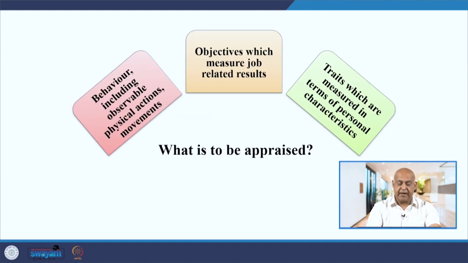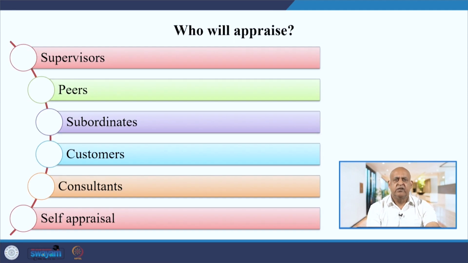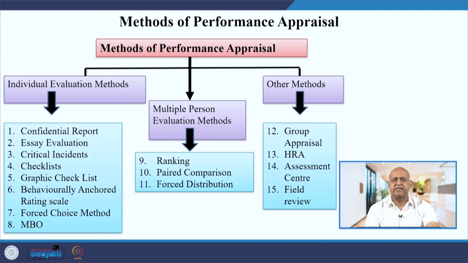So, what is to be appraised? Behavior, including observable physical actions and movements; objectives, which measure job-related results; and traits, which are measured in terms of personal characteristics. So, who will appraise? Naturally the supervisors, but when we are talking about the latest methods, then peers, 360-degree, subordinates, customers, consultants, and self-appraisal.